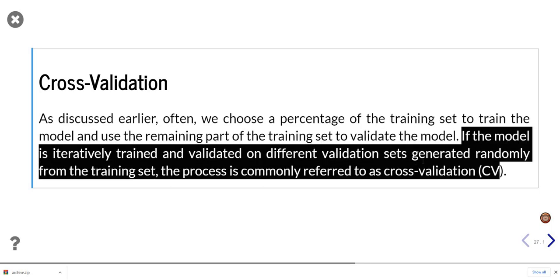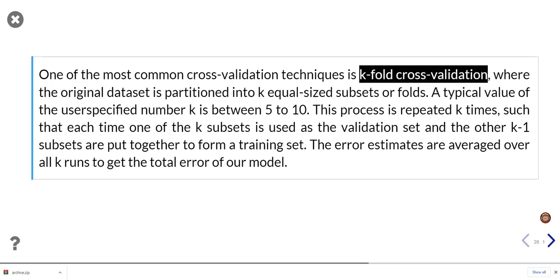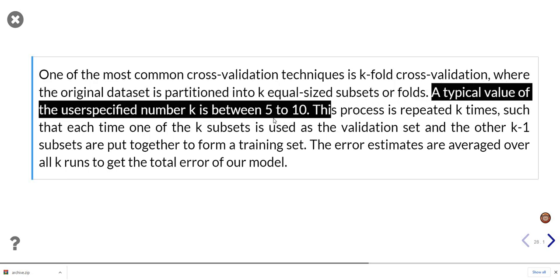If the model is iteratively trained and validated on different validation sets generated randomly from the training set, then the process is referred to as cross-validation. One of the most commonly used techniques is k-fold cross-validation, where the original data set is partitioned into k equal size subsets, or folds. Let's say you have a whole data set, then you segregate it into 10 equal size subsets or folds. A typical value of the user-specified number k is between 5 and 10.